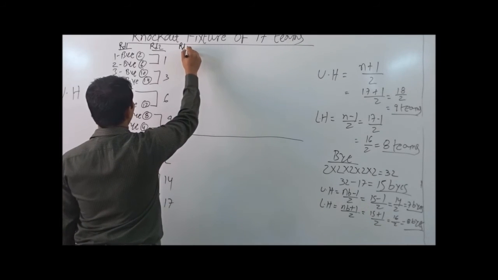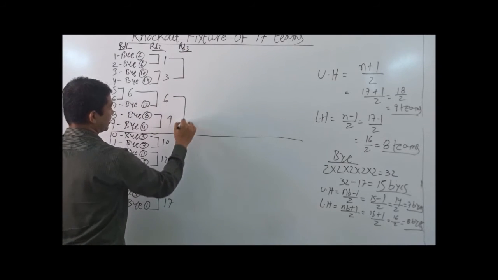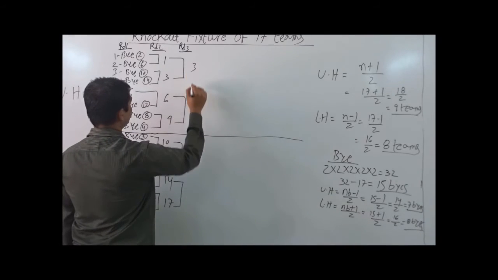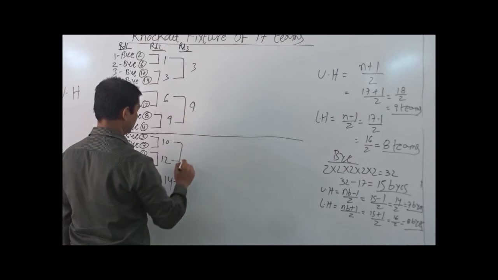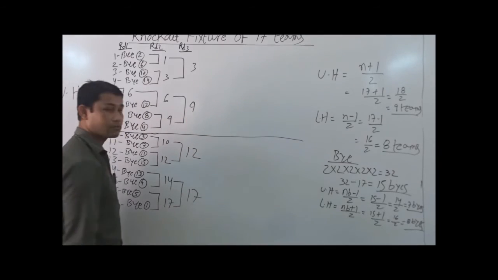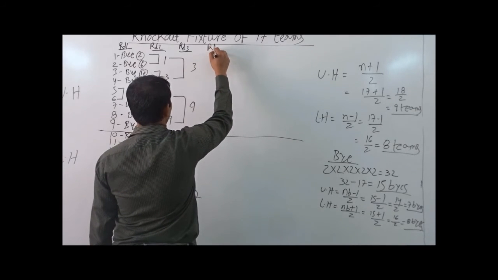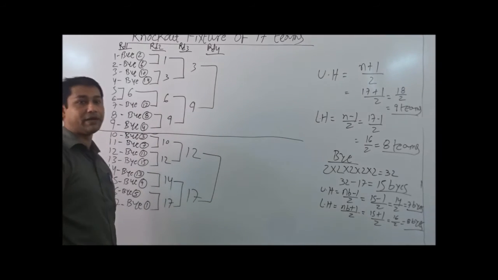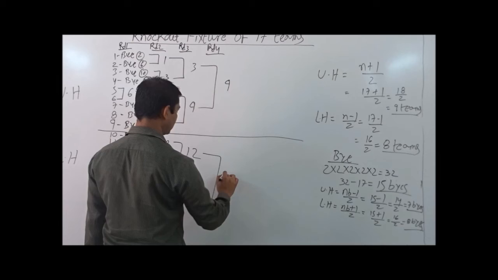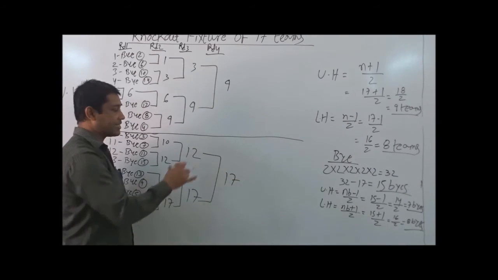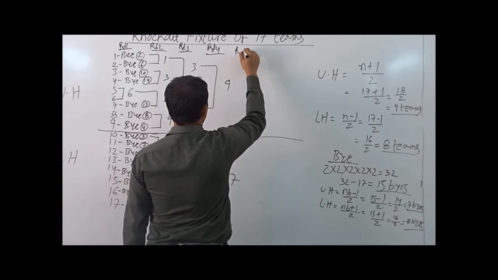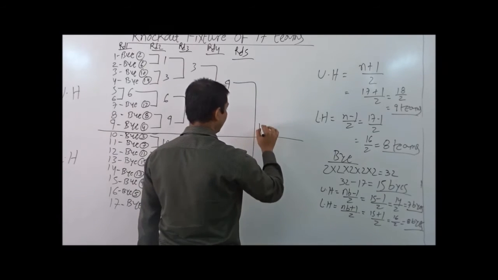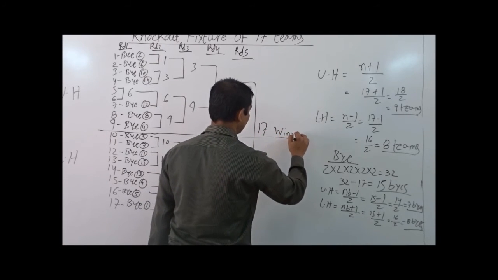Moving forward to round 3, 1 will be playing with 3, 6 with 9, 10 with 12, 14 with 17. Find out winner. Moving forward, round 4, 3 and 9 will be playing with each other simultaneously, 12 and 17 will be playing with each other. Find out winner. So 9 and 17 will be playing the final match, that is round 5. Here 17 I have nominated as winner.